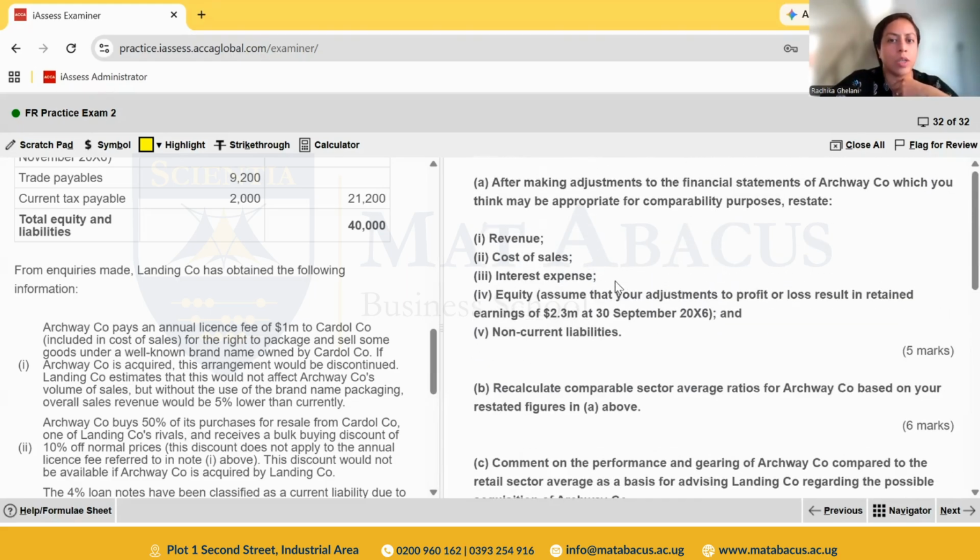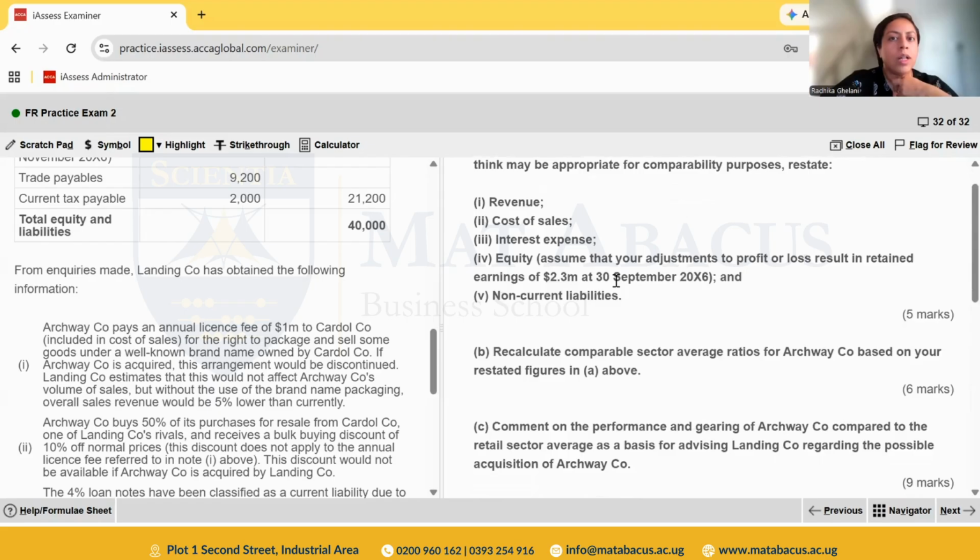So what have they asked us to calculate? If you recall, they've asked us to calculate the revenue and the cost of sales. This note is going to affect both those figures. Why? First of all, already we know that revenue is going to be 5% lower. And secondly, the 1 million license fee. Now, when they acquire it, the arrangement is going to discontinue. That means the license fee will not have to be paid, okay? And currently included in the cost of sales is the license fee. So obviously, the cost of sales is going to reduce by the amount of the license fee as a result of that.